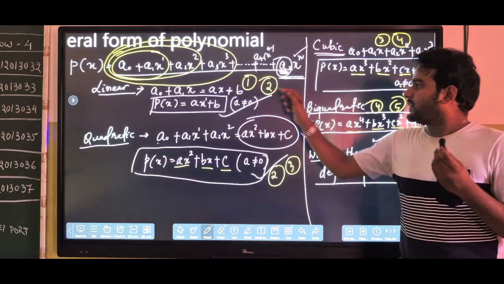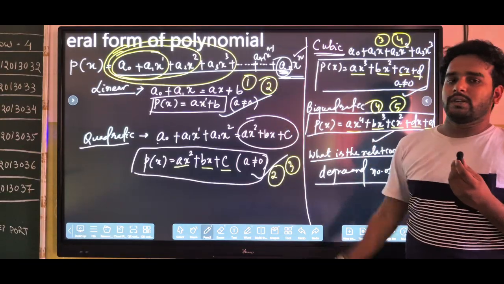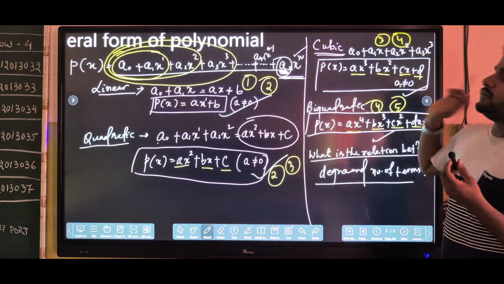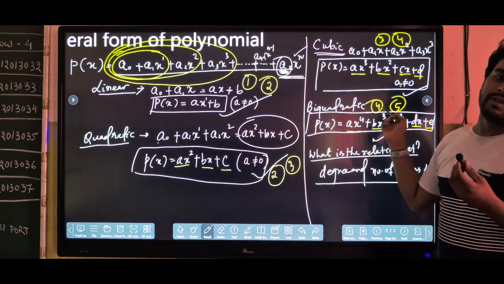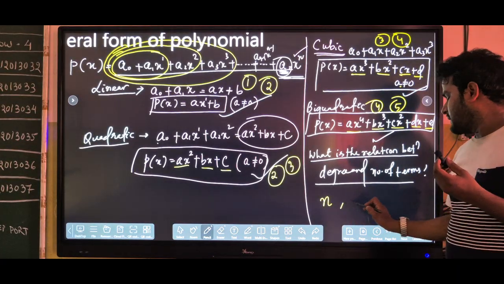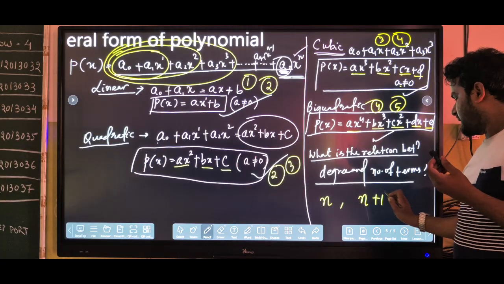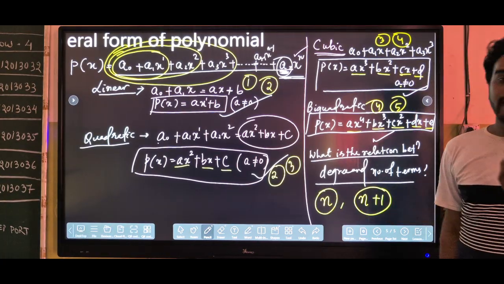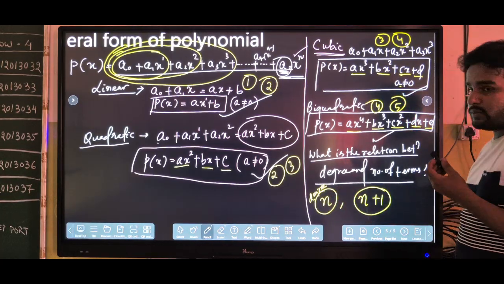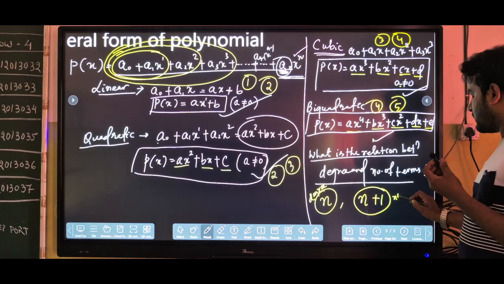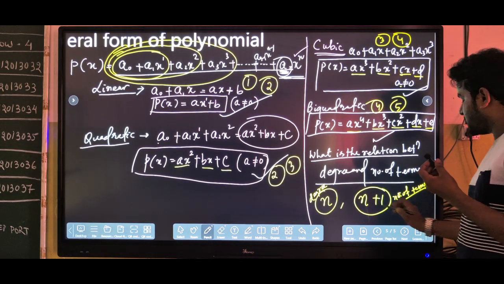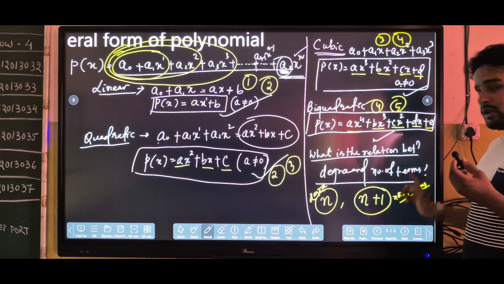Yes or no? If degree is 1, number of terms is plus 1, 2. Degree is 2, number of terms is plus 1, 3. Degree is 3, number of terms is plus 1, 4. Degree is 4, number of terms plus 1, 5. So you can say if degree is n, the number of terms is n plus 1. If the degree of the polynomial is n, then number of terms is n plus 1. But here is a special word, not number of terms.